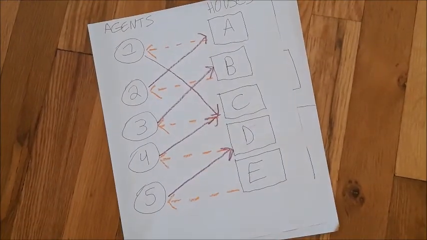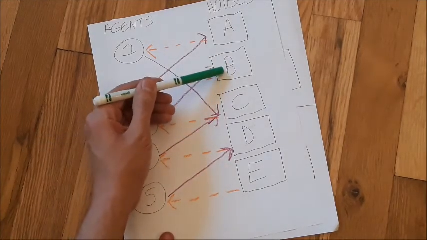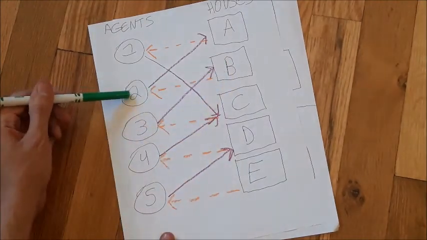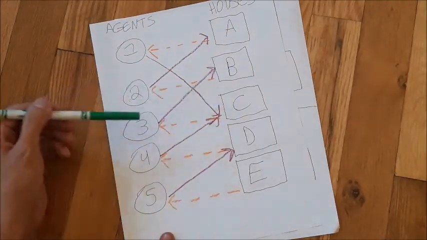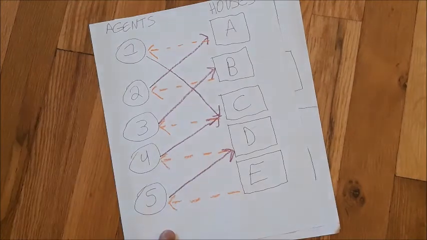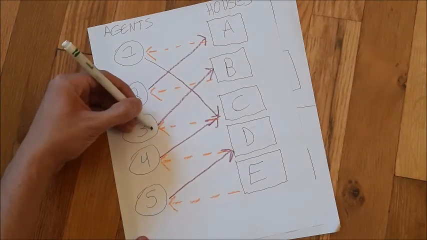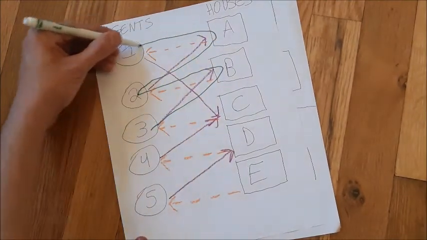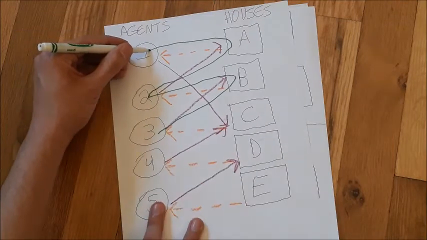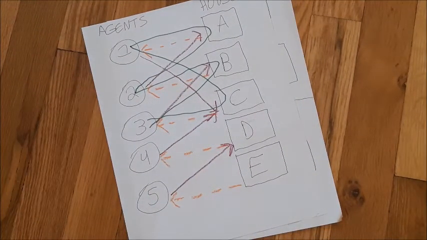Now, if we look at what is happening with agent 1, 2, and 3, we see that agent 3 is pointing to house B. House B's owner is pointing to house A. House A's owner is pointing to house C. House C's owner is pointing to house B. This is what we call a trading cycle. It goes from person 3 to person 2, then from person 2 to person 1, then from person 1 back to person 3. These 3 agents can benefit if they trade houses with each other.